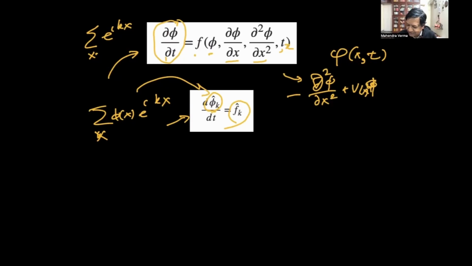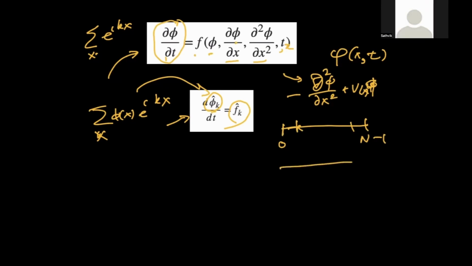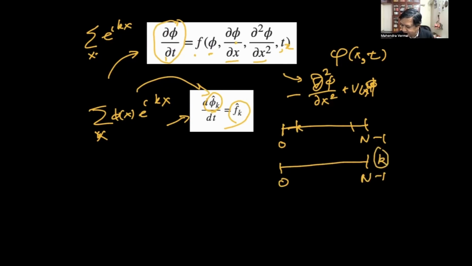Now suppose I make a discrete box 0 to n minus 1 in 1D. If phi is complex, then the wave numbers will also be 0 to n minus 1. So this will be k. The number of equations for complex to complex, when phi is complex, is n equations, 0 to n minus 1. So we have n ODEs, ordinary differential equations.